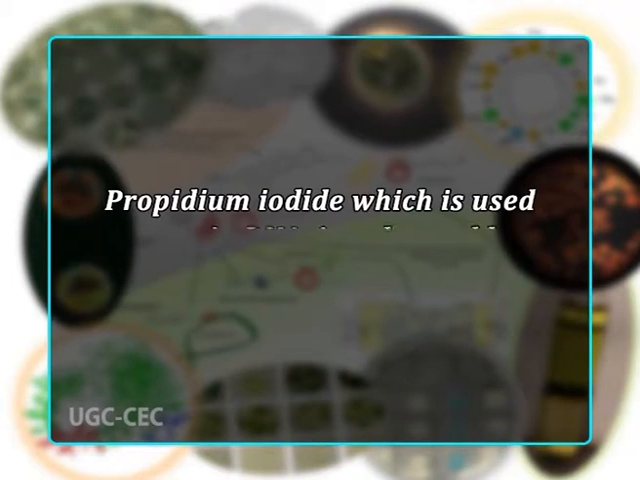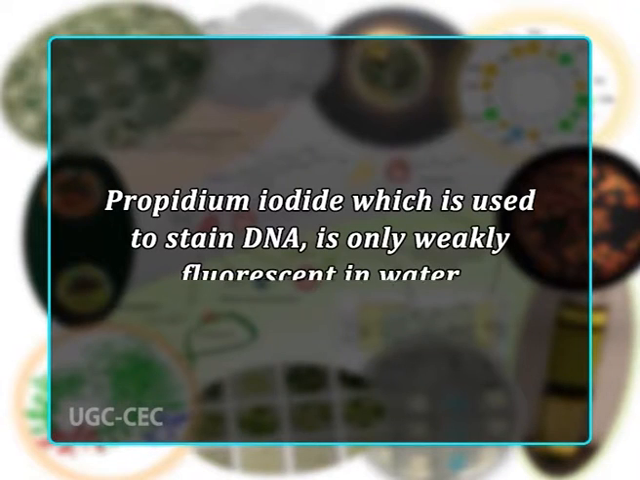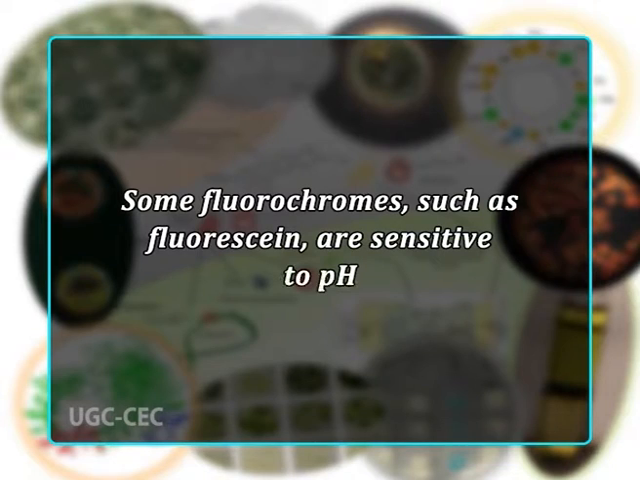For example, propidium iodide, which is used to stain DNA, is only weakly fluorescent in water, but on intercalating with the DNA, the fluorescence increases 50-fold due to the hydrophobic environment. Some fluorochromes such as fluorescein are sensitive to pH. There are other compounds whose fluorescence spectrum changes according to the concentration of certain ions such as calcium.